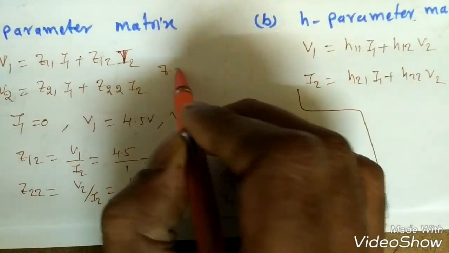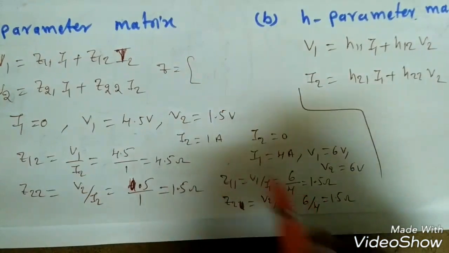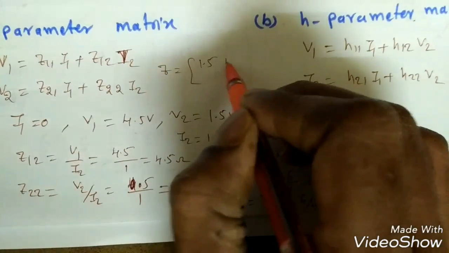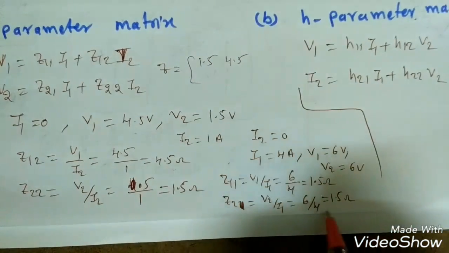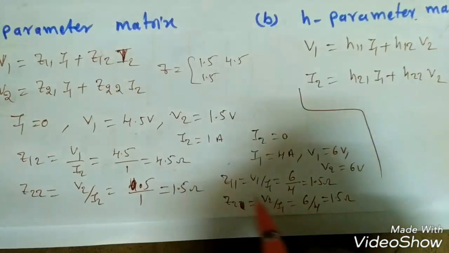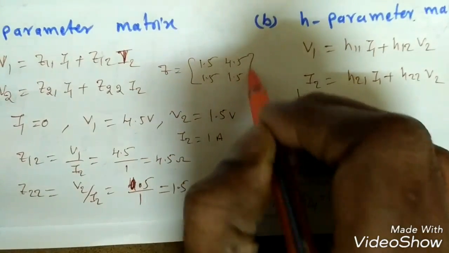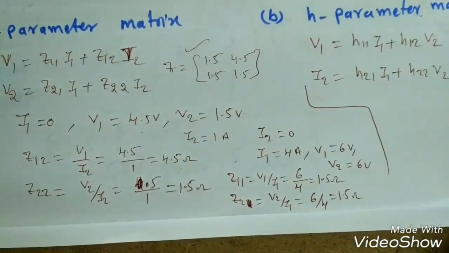What is the Z parameter matrix? Z11 we got 1.5, Z12 we got 4.5, Z21 we got 1.5, Z22 1.5. So this is the Z parameter matrix.